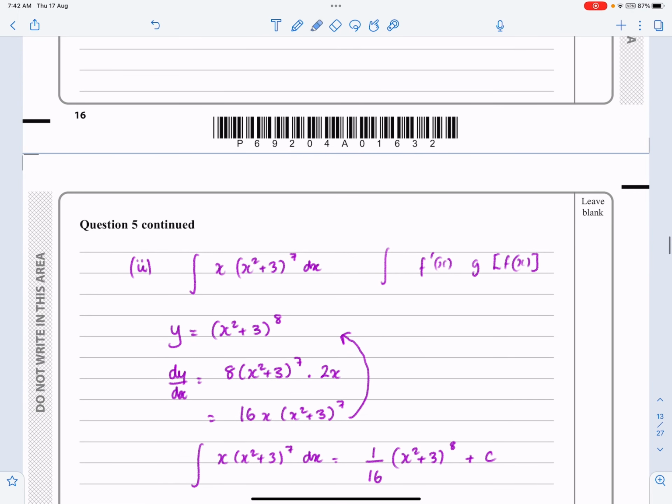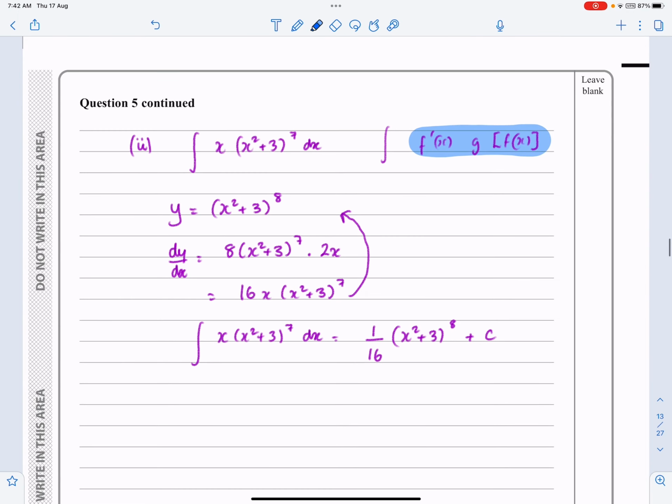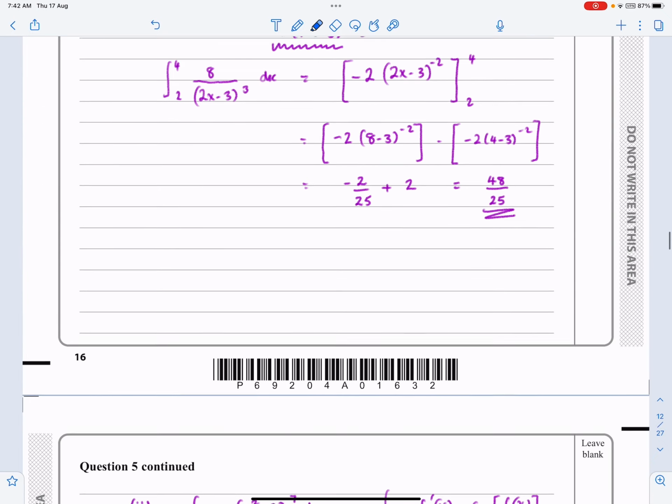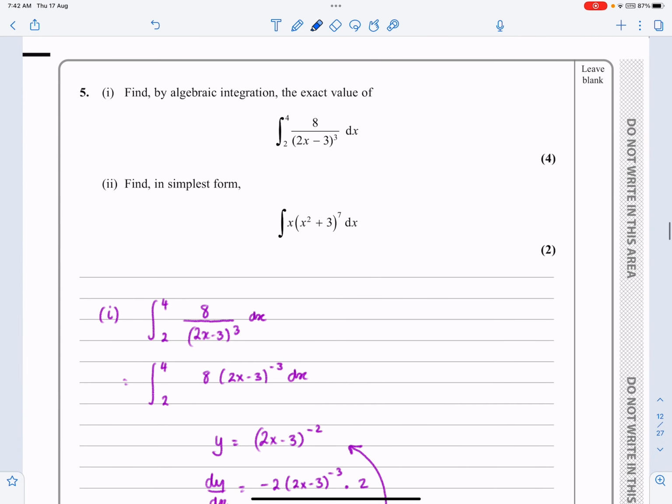As soon as we see it in this format, that's how I get started, and this will automatically work out. Otherwise, I wouldn't be able to use the reverse chain rule. So that's how you do that question. Right, reverse chain rule. Hopefully that makes sense.